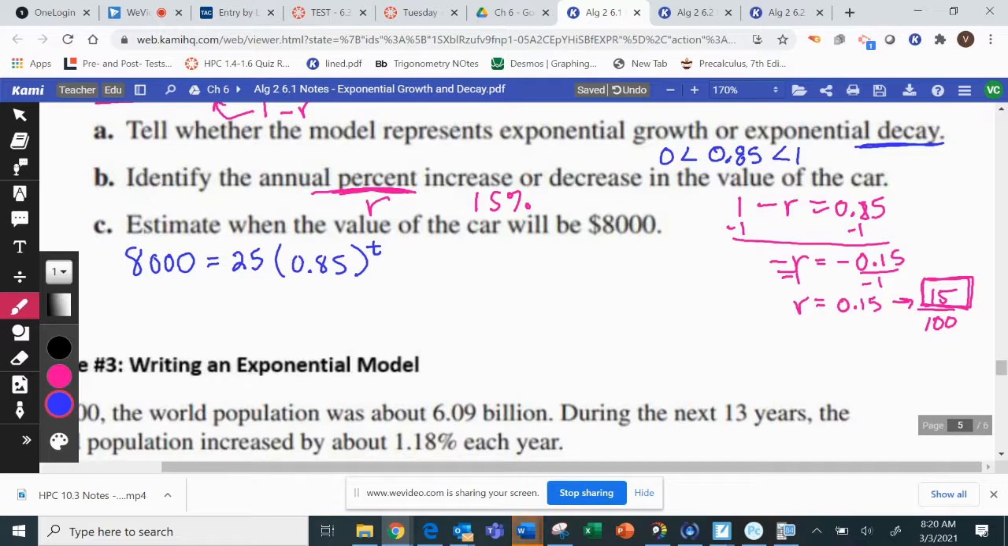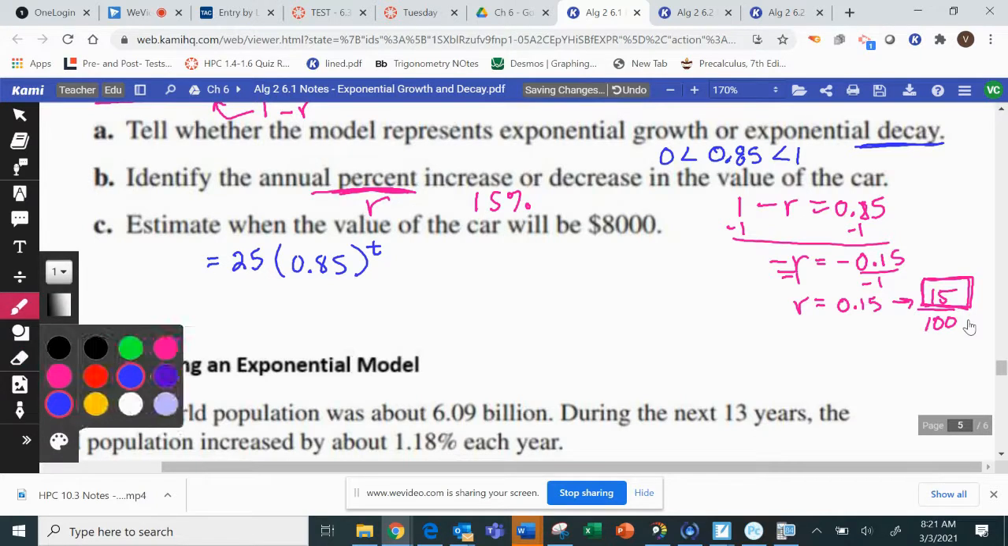But what did I do wrong? I'm filling 8,000 in, but I did something wrong with that. Tessa? The model is in thousands, so I don't want to write 8,000 there. I just want to write 8. Yes. Otherwise, we're going to have a way different number.